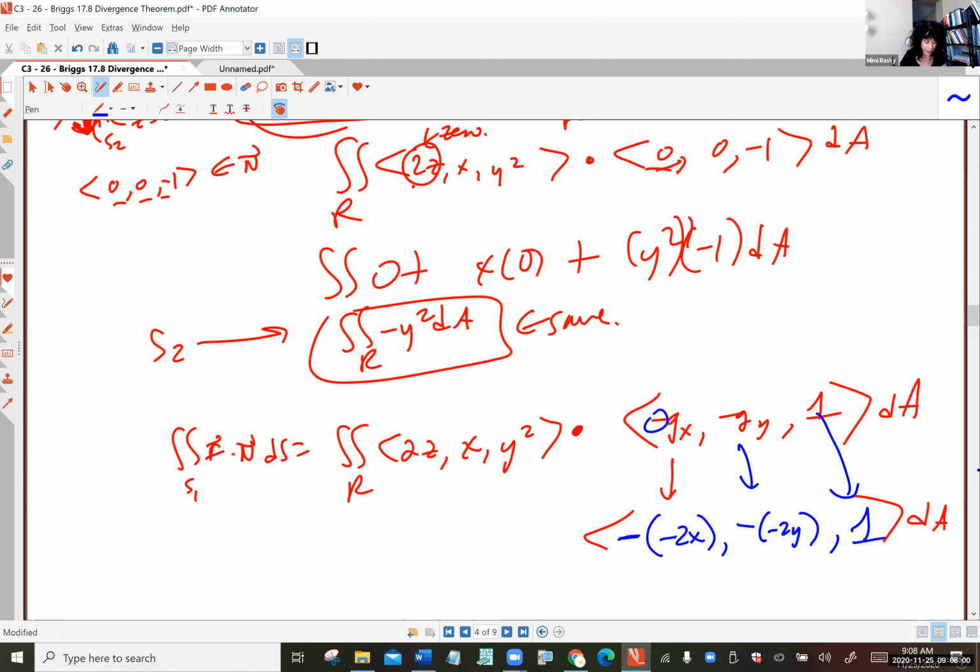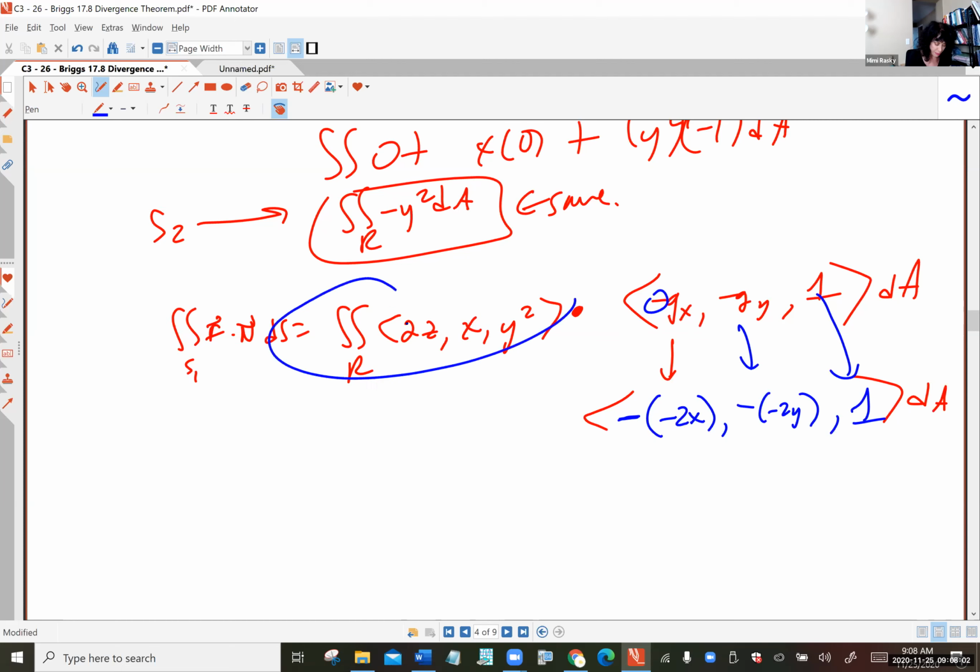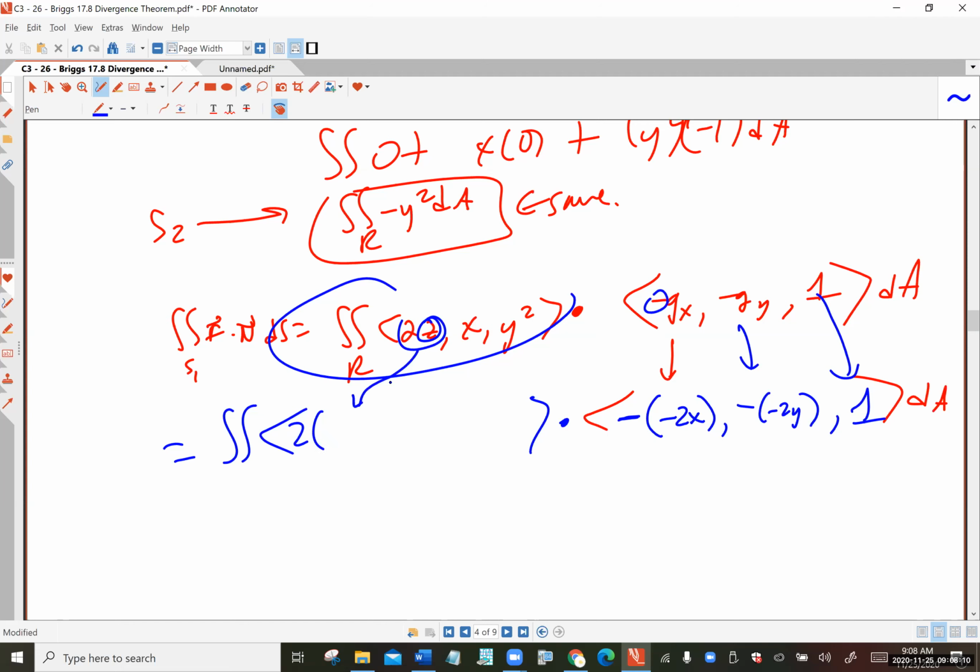Fine. Okay. And then this part here, before you actually do the dot product, what are you going to replace the z with there? 4 minus x squared minus y squared. Yeah, you have to put that paraboloid little g equation in there. 4 minus x squared minus y squared. And then the x just stays himself, and then the y squared just stays himself.